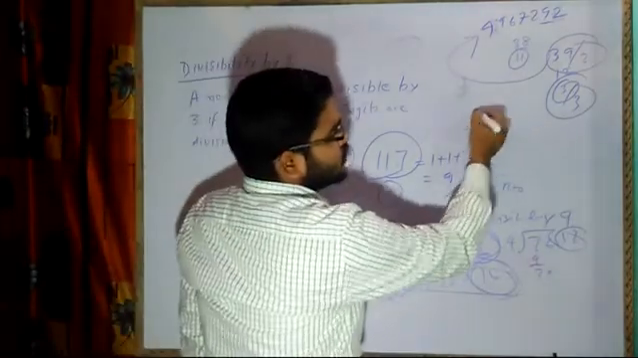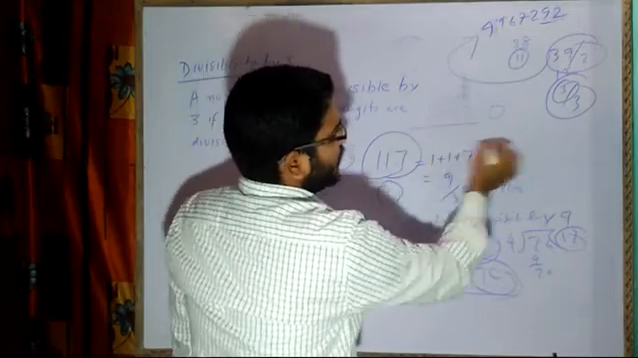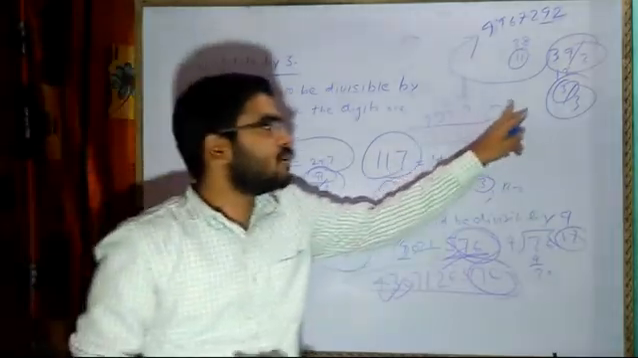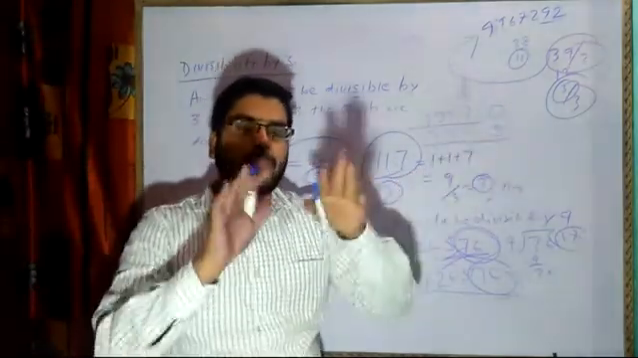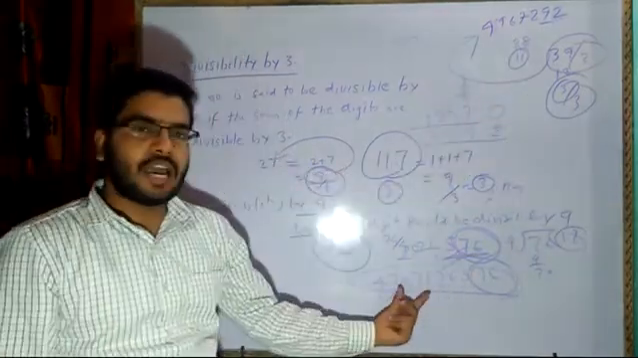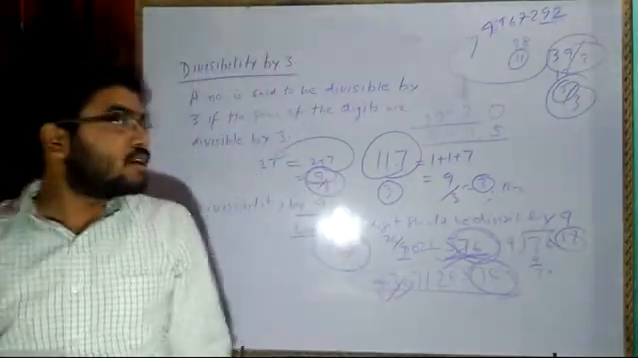If the unit place of the number is 0 or 5, then the number will be divisible by 5. If the unit place of any number is 0 or 5, then that particular number will be divisible by 5. And for 4 I already told you. So 2, 3, 4 and 5. So I think it is clear from my side.